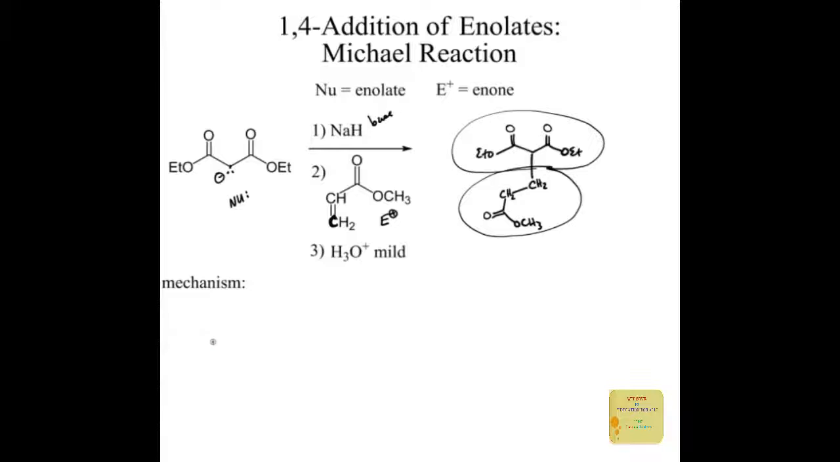Our mechanism, we have our deprotonation of the alpha carbon. We use hydride in this case as our base. Any base will do. This is a one-way street, of course, because once we deprotonate, once you use hydride to deprotonate, you give off hydrogen gas. So this would be a way of 100% converting the diester to its enolate. And then in step 2, we bring in the electrophile.